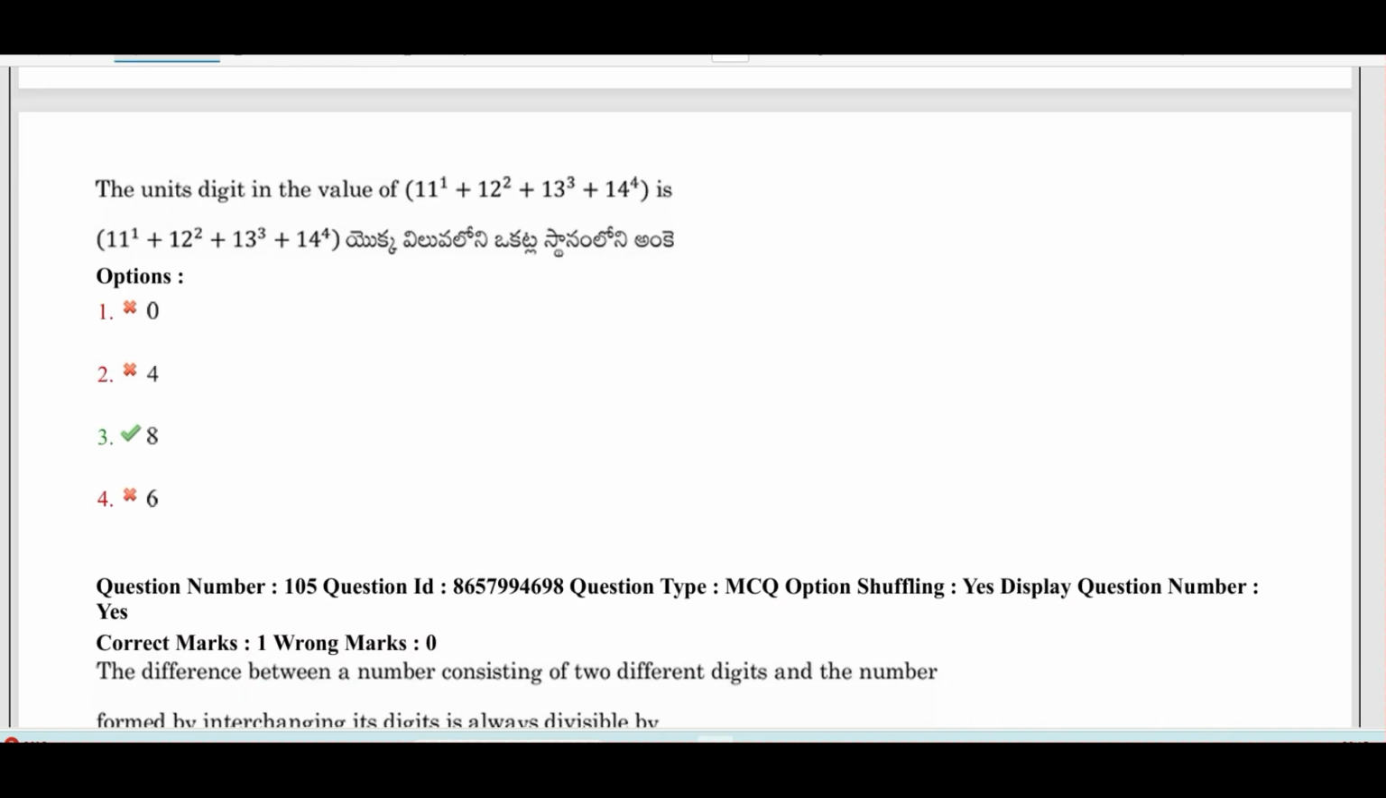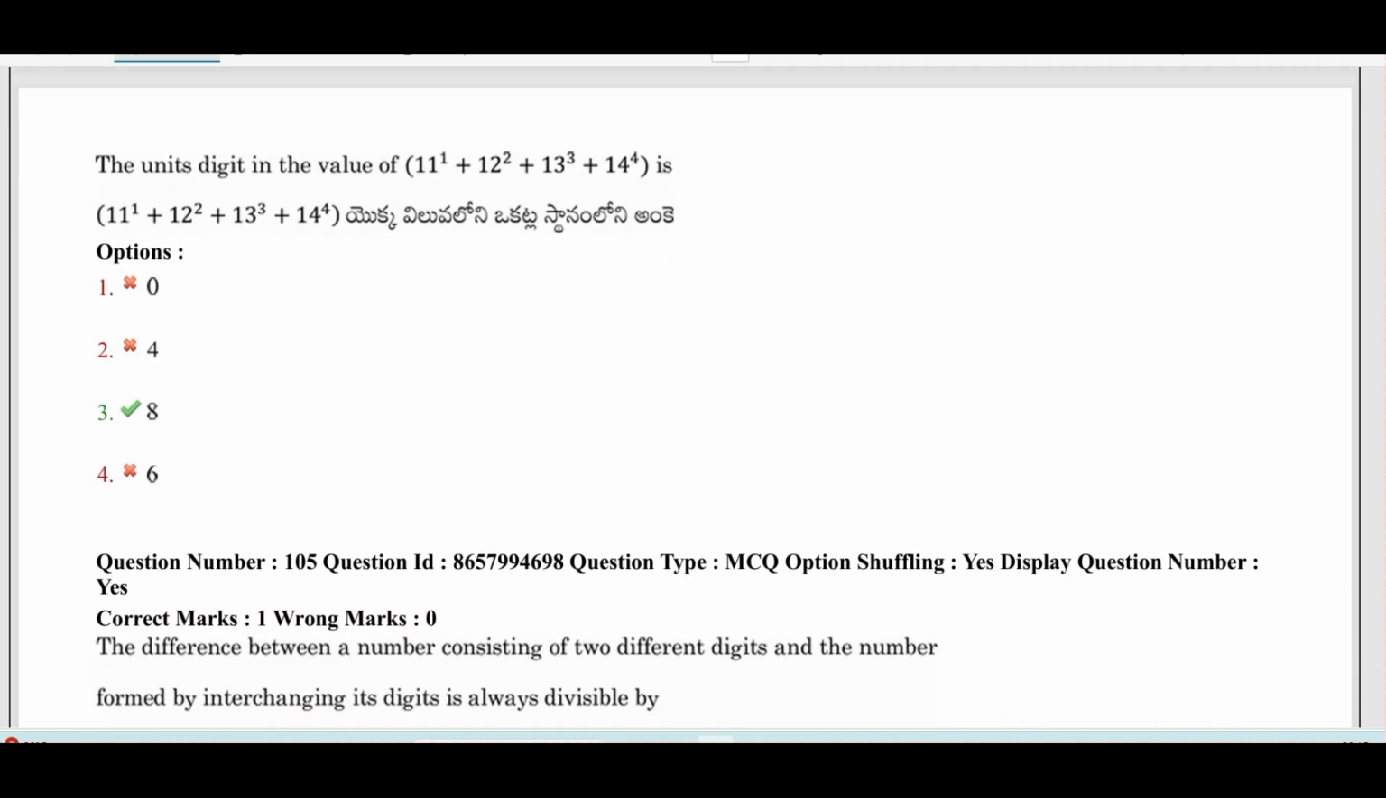Next question: the unit place digit in the value of 11 to the power of 1 plus 12 to the power of 2 plus 13 to the power of 3 plus 14 to the power of 4.